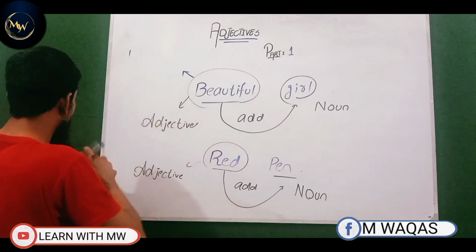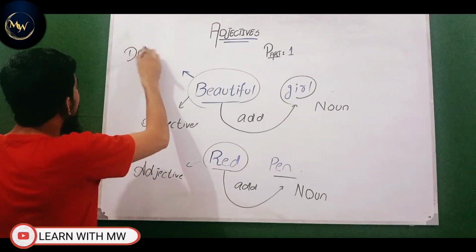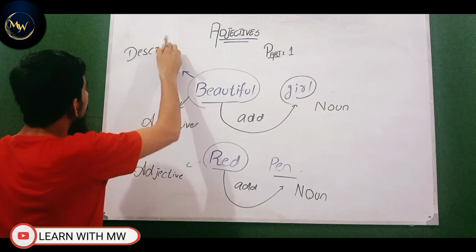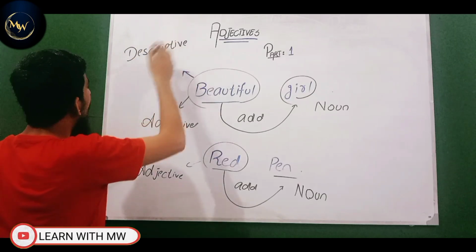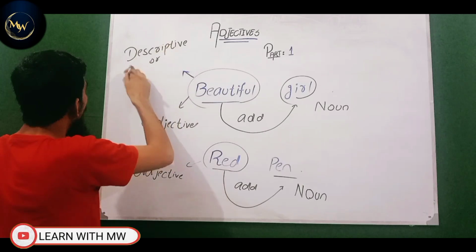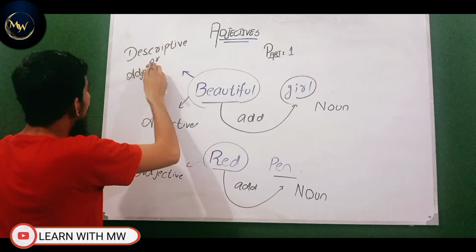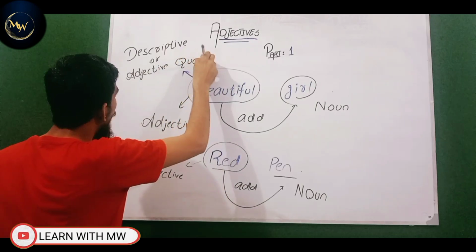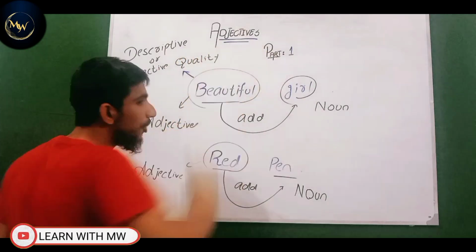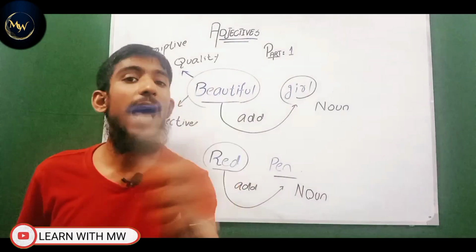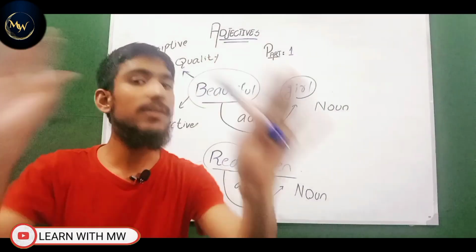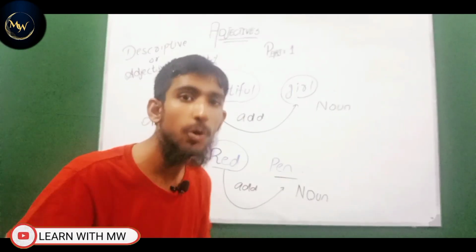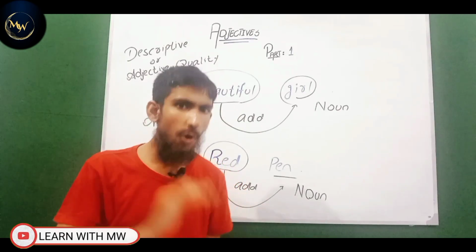descriptive adjective. They describe. Descriptive adjective, or also called adjective of quality. Adjective of quality. Don't be confused right now. In this part 2 of adjectives, we will discuss the kinds or types of adjectives. We will discuss all kinds and types of adjectives in a very detailed manner. So don't be confused right now.